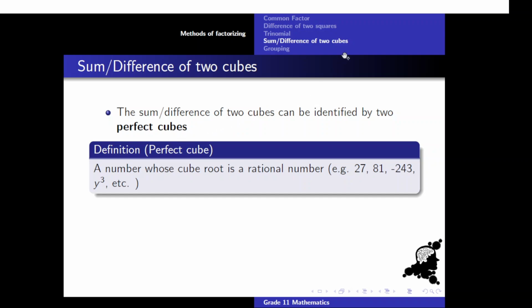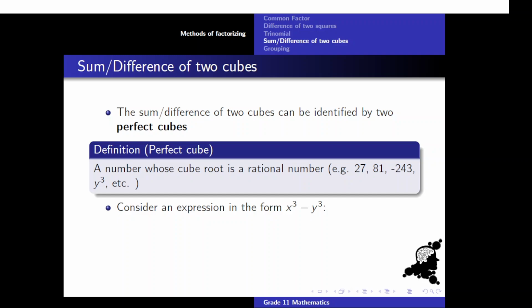So the sum or difference of two cubes can be identified by two perfect cubes. So what is a perfect cube? This is a number whose cube root is a rational number. We can also say it is an expression or a term whose exponent is divisible by 3. Remember what we said earlier about the difference of two squares, that the exponent is divisible by 2. For difference of two cubes, the exponent is divisible by 3. It doesn't necessarily have to be a 3, but it must be divisible by 3.